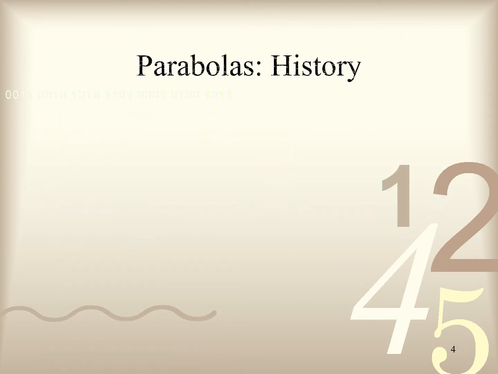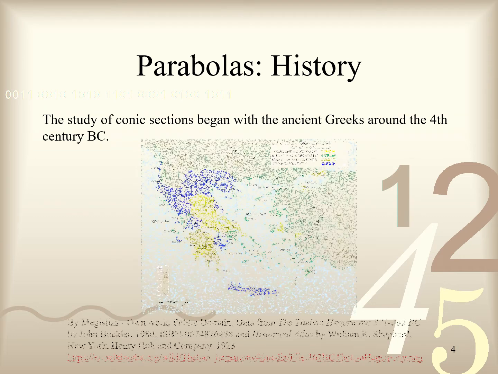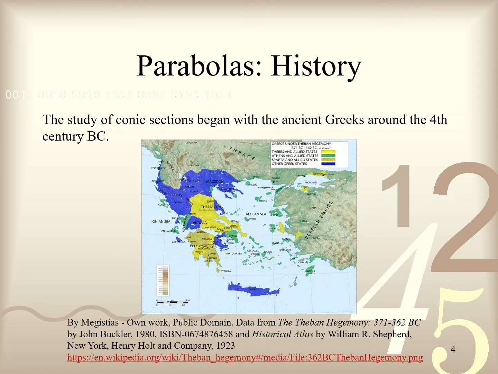Now let's explore the historical background of parabolas. The study of conic sections, including the parabola, is said to have begun in ancient Greece around the 4th century BC. This map depicts Greece somewhere in that time period. In particular, it shows the Greek city-states under the control of the city of Thebes. Known as the Theban hegemony, this was the age when Thebes had defeated Sparta, well after the Peloponnesian War roughly a century prior, primarily between Athens, Sparta, and their various allies.